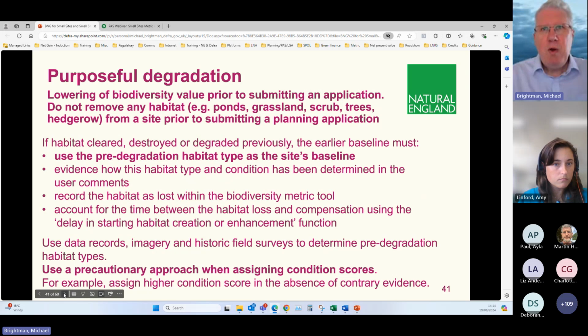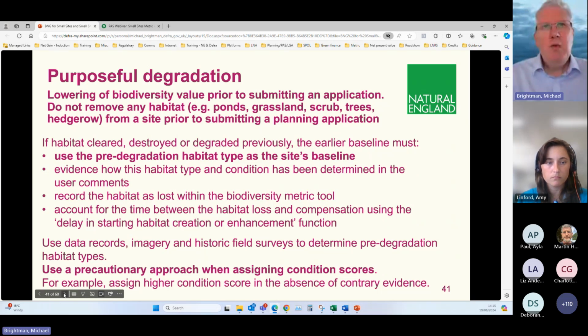So a precautionary approach needs to be taken when assigning the scores within the metric. And so unless there's evidence to the contrary, the pre-degradation habitat should be assigned the highest condition, therefore good condition within the metric.